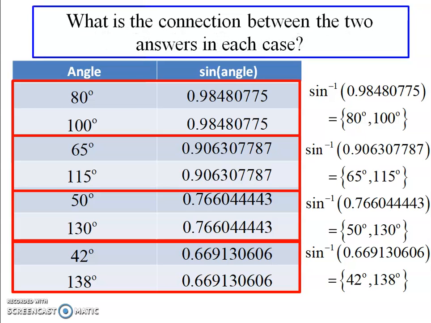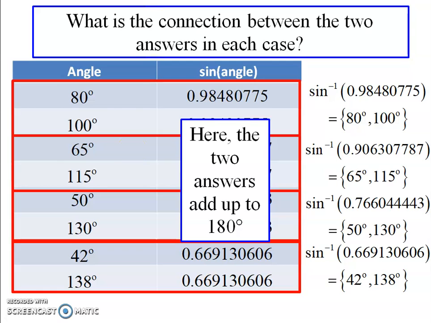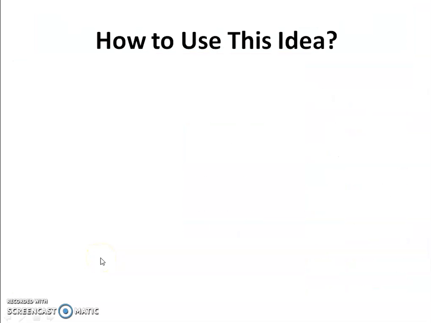The connection is that if I have one answer, the way to find the other one is that I know the two numbers add up to 180. If I found 80, I would do 180 minus 80 and get 100. I would do 180 minus 65 to get the other. 180 minus 50, 180 minus 42.